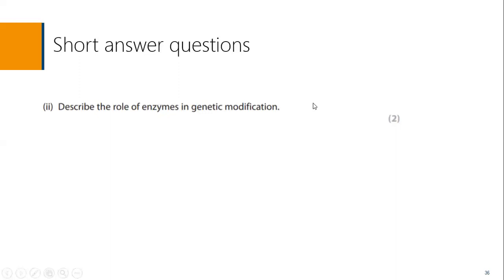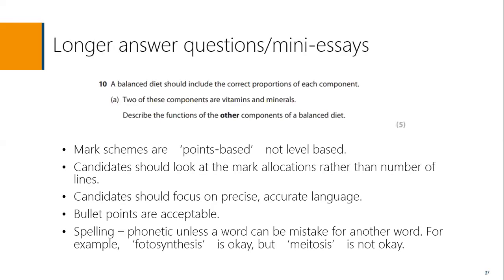Short answer questions. 2 marks: describe the role of enzymes in genetic modification. Straightforward question, AO1, they should have learned the role of enzymes in genetic modification. A longer question, 5 marks. A balanced diet should include the correct proportions of each component. 2 of these components are vitamins and minerals. Describe the function of the other components of a balanced diet.